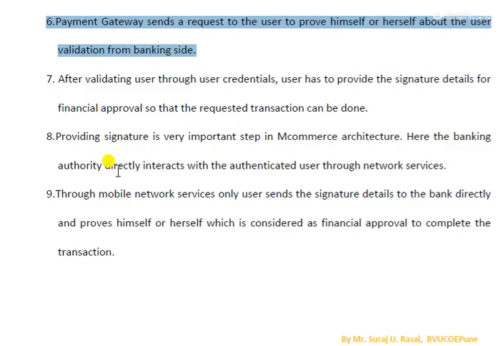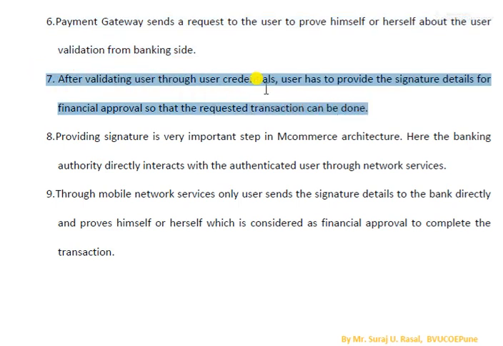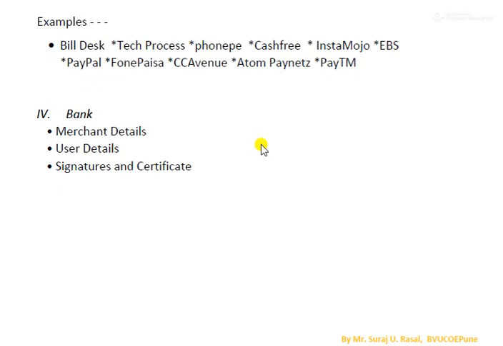So this is the step. After validating the user through user credentials, the user has to provide the signature details for financial approval so that the user-requested transaction can be done. Okay, so if you see this diagram again here.